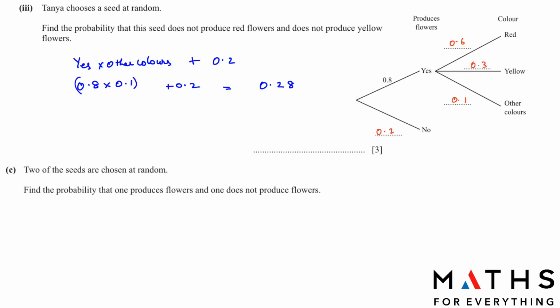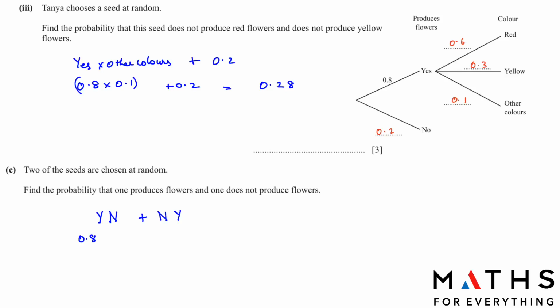Next question. 2 of the seeds are chosen at random. Find the probability that one produces flowers and one does not produce flowers. So the first scenario will be that it produces flowers. We'll write it as a yes, the first seed, and the second seed does not produce flowers. Or it could be the other way around, does not produce flowers, the first seed, and the second seed produces flowers. So we have to write down this probability.